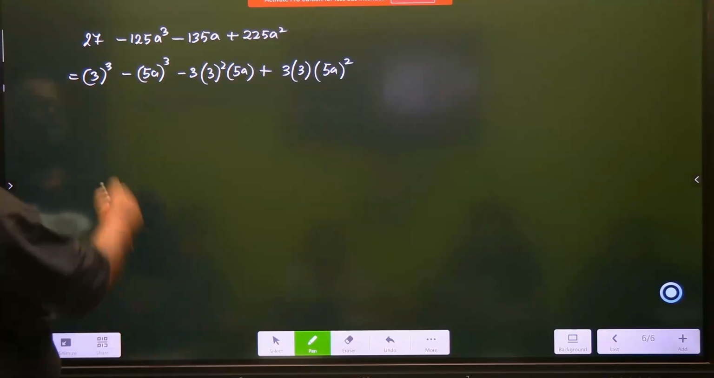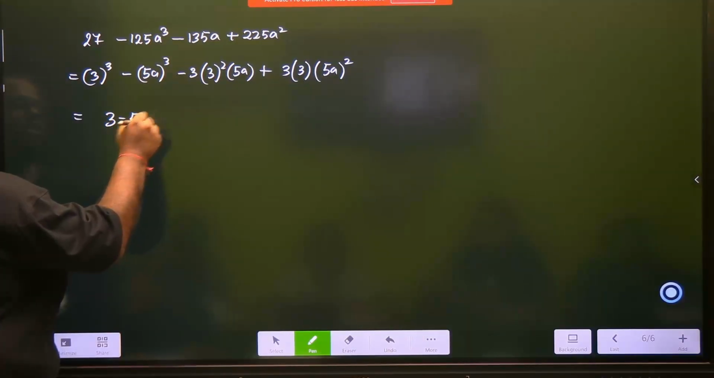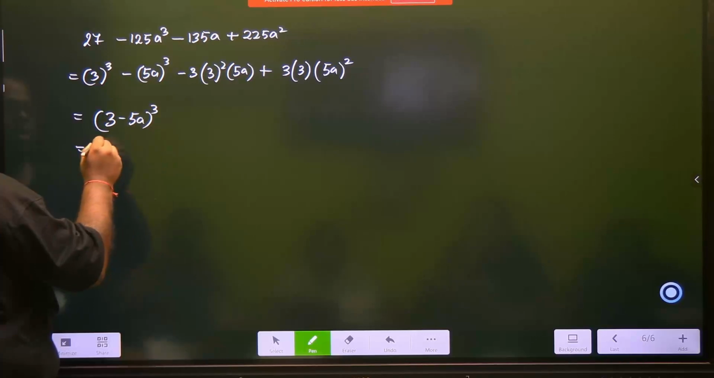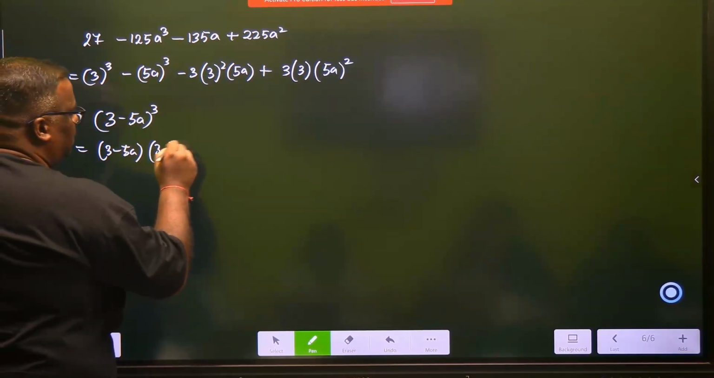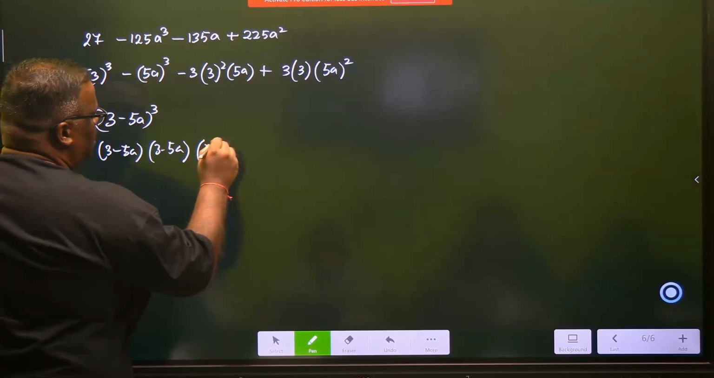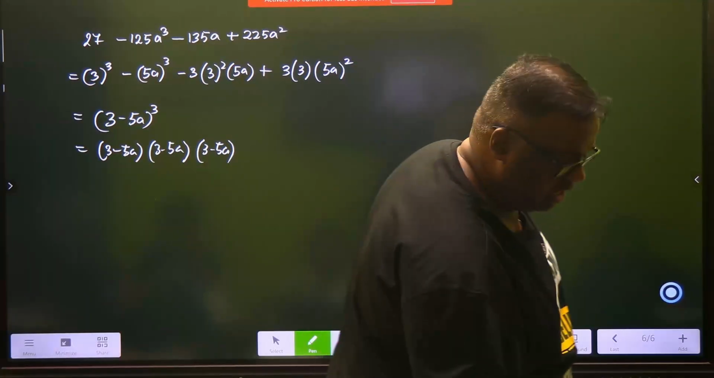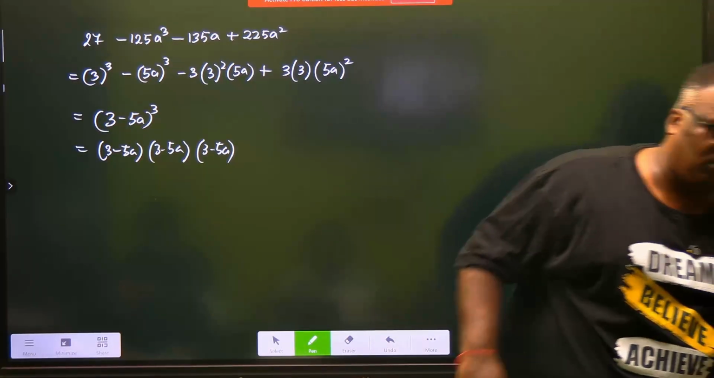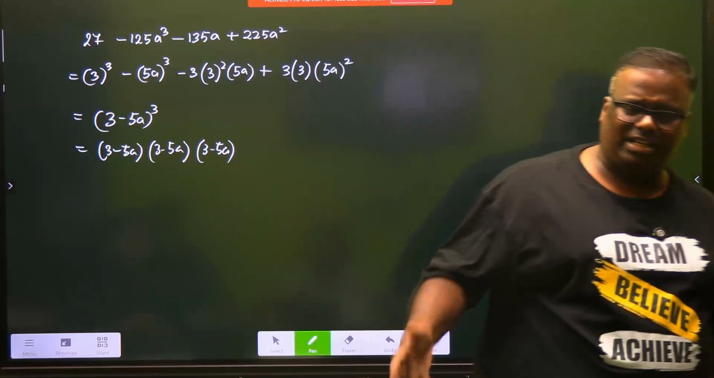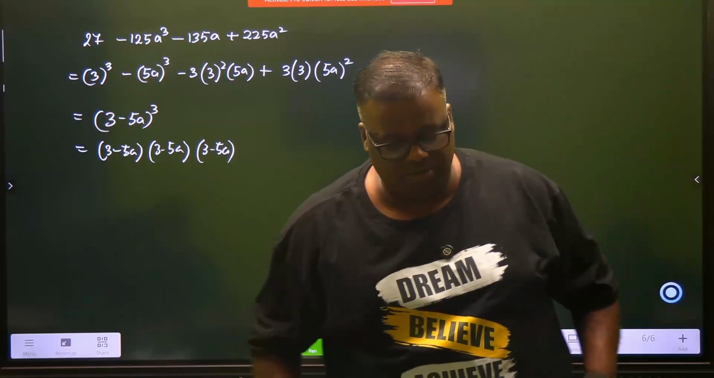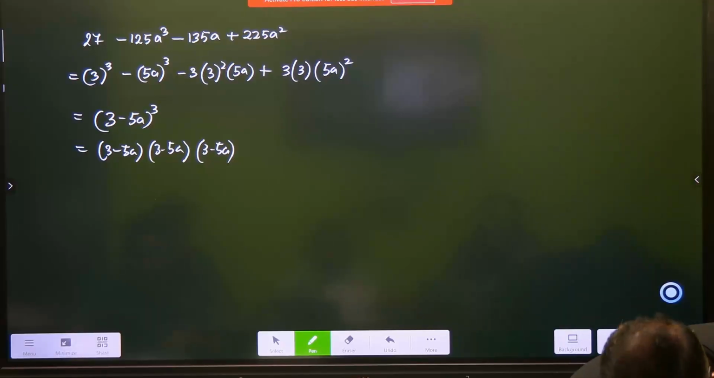So this is done. This becomes 3 minus 5a whole cube. If you want, you can break it into further factors: 3 minus 5a, 3 minus 5a, and 3 minus 5a. I would be happy if you can finish up to 3e, and after that we have some more cubic formulas. See, once you get a fair bit of idea, then I would say do problems which have got a mix of plus and minus.